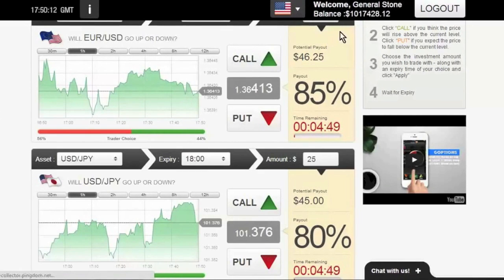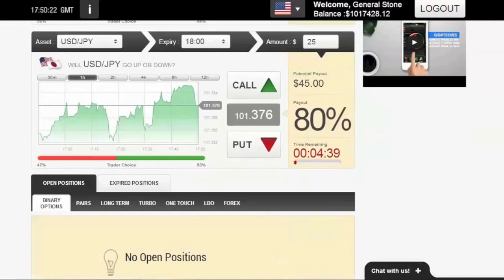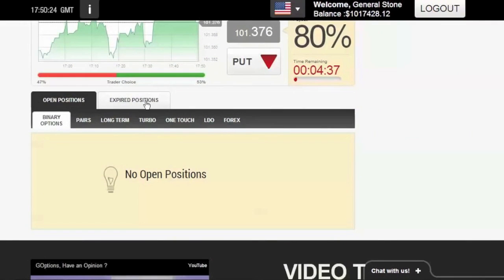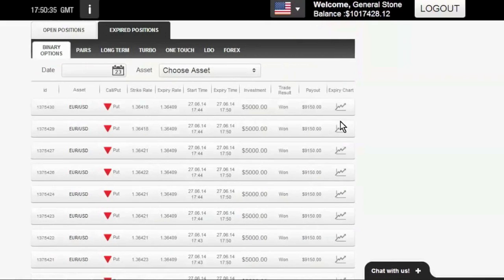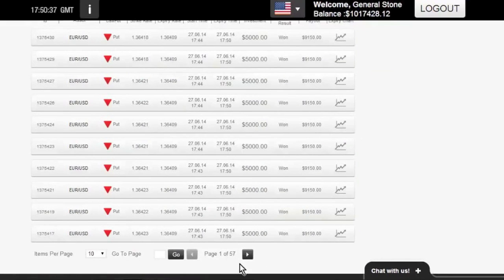My balance is now $1,017,428.12. I've just won live in this session over $300,000, and you can see my expired positions with this latest expiry, pages and pages of winners.